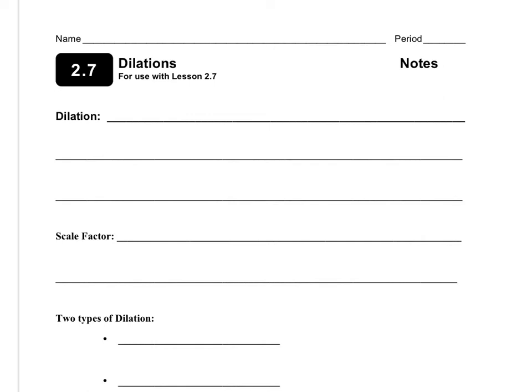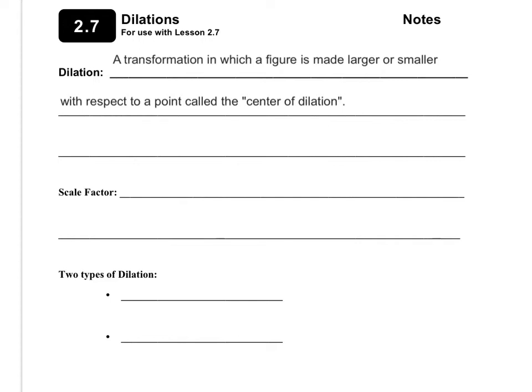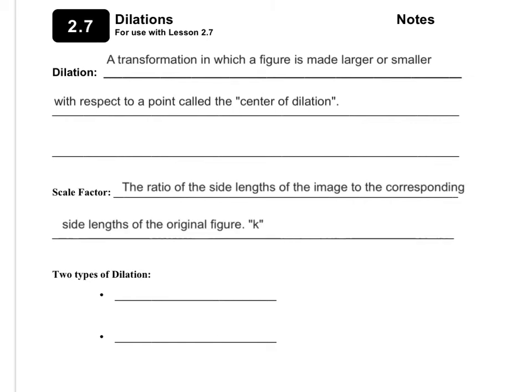First being dilation. A dilation is a transformation in which a figure is made larger or smaller with respect to the point called the center of dilation. Each dilation has a scale factor that comes with it. Scale factor is defined as the ratio of the side lengths of the image to the corresponding side lengths of the original figure. It can be noted as k. So a small k represents the scale factor.